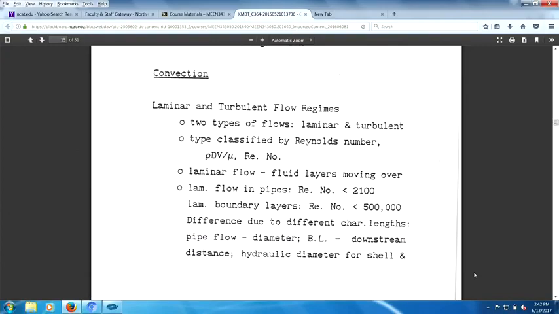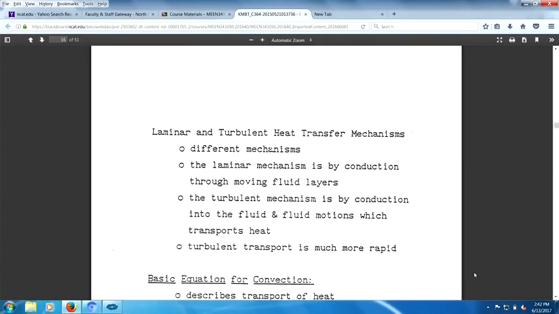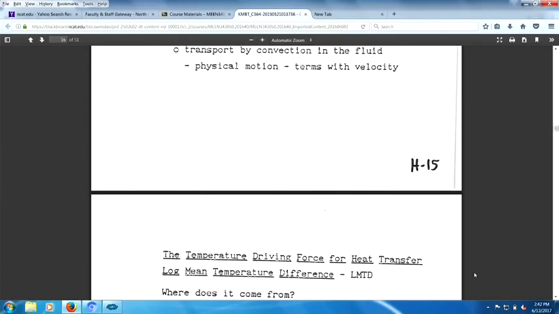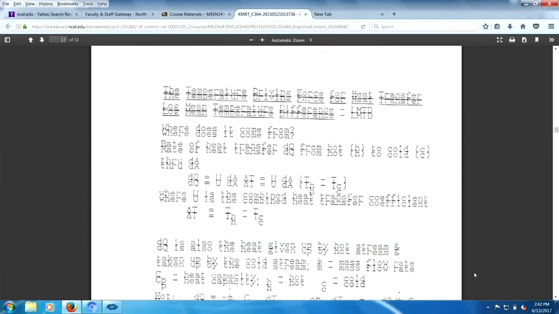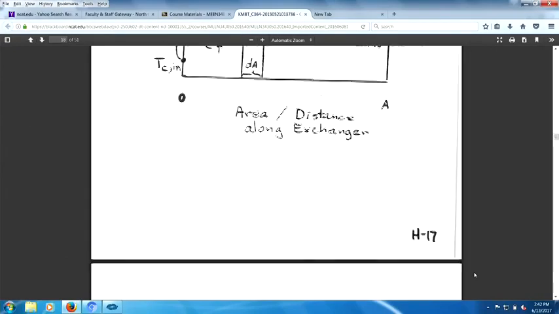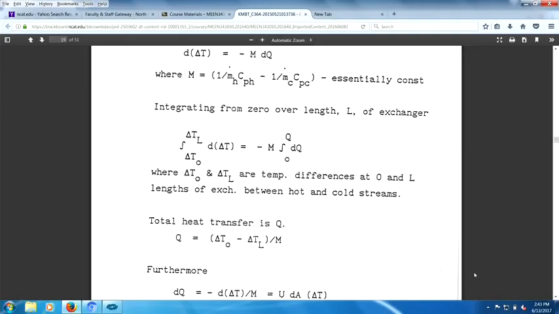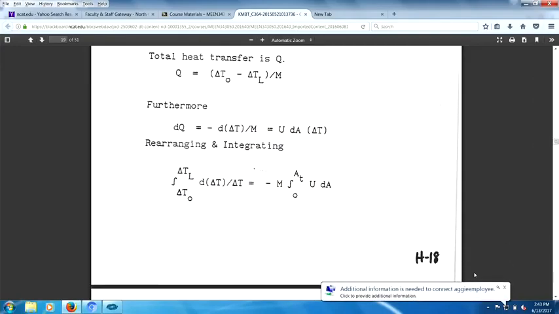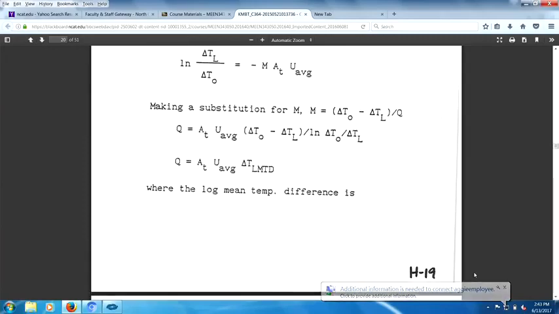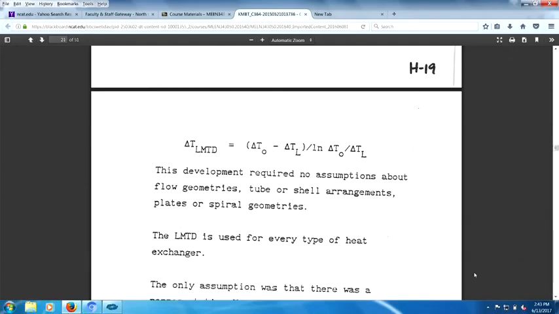Anyway, laminar flow, turbulent flow, you remember that from fluid mechanics, very important here. Driving force, log mean temperature difference. This is the derivation of log mean temperature difference. If I really wanted to worry about heat transfer, I'd probably know that derivation, but I don't require you to know that derivation. So we have a log mean temperature difference, which we will show you later, perhaps.